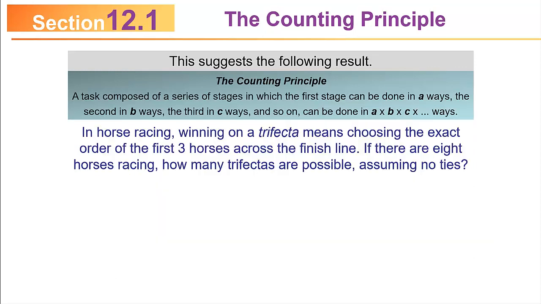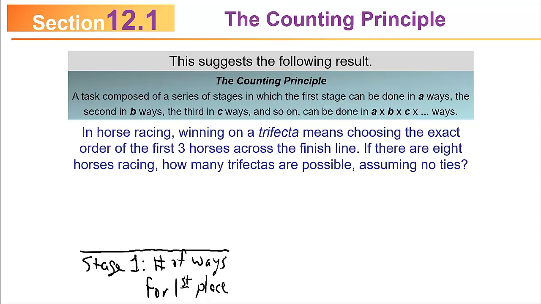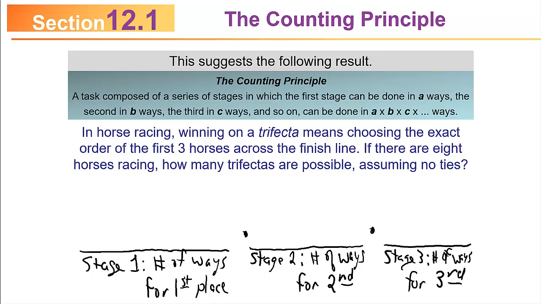Let's do another one. In horse racing, winning a trifecta means choosing the exact order of the first 3 horses crossing the finish line. If there are 8 horses racing, how many trifectas are possible, assuming there aren't any ties? Well, again, the trifecta consists of 3 horses crossing in some order, the first 3. So stage 1 is the number of ways you can assign a horse as being a first place winner. Stage 2 would be the number of ways you could choose a second place winner. And of course, the third stage would be the number of ways that you could have a third place winner.